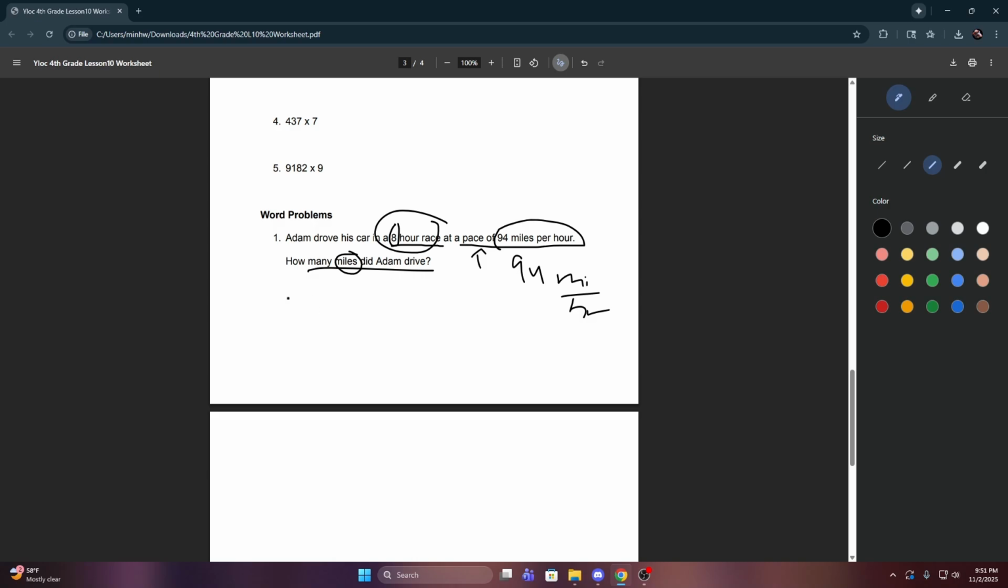So here the math is pretty simple. It's 94 times 8 because that happened 8 times. So let's just do what we've always been doing, right? 4 times 8 or 8 times 4 is 32. And the 3 goes up. 9 times 8 is 72 plus 3 is 75. So 752 miles is how much Adam drove.